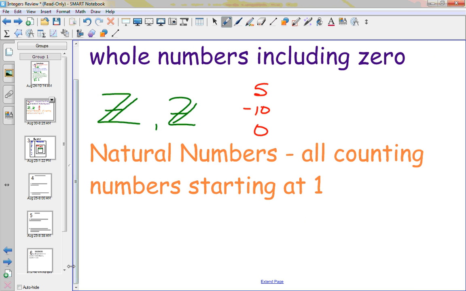The natural numbers are counting numbers. They start at 1. So that's going to be 1, 2, 3. Goes on forever in that pattern. Okay, how do we make this natural number sign? 2 lines down and make an N out of it. That's the natural numbers.